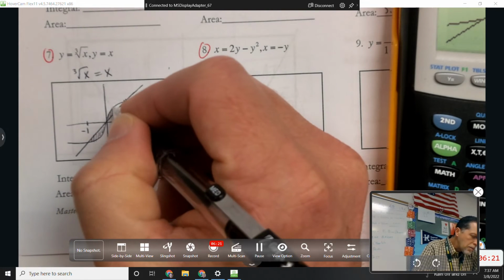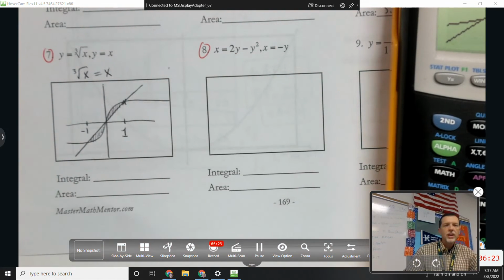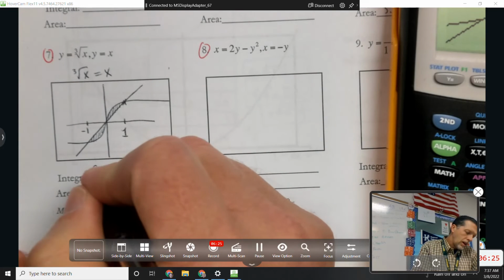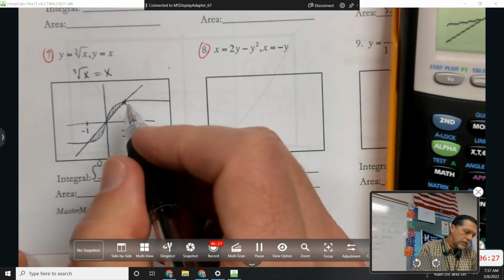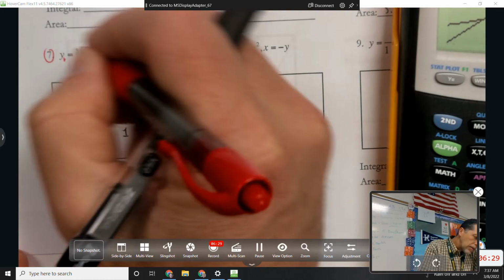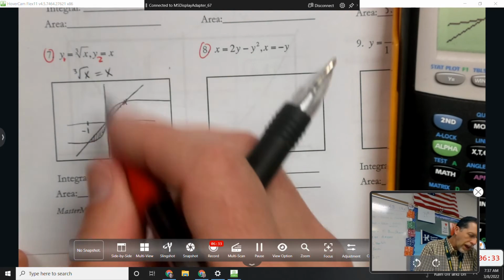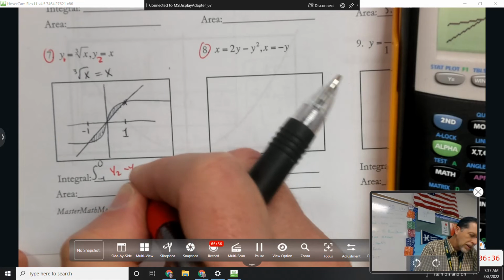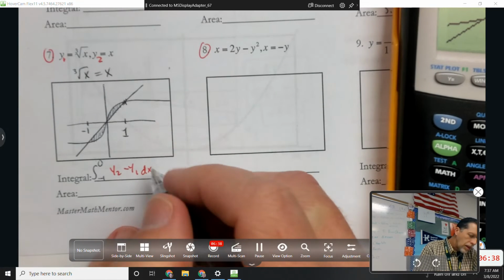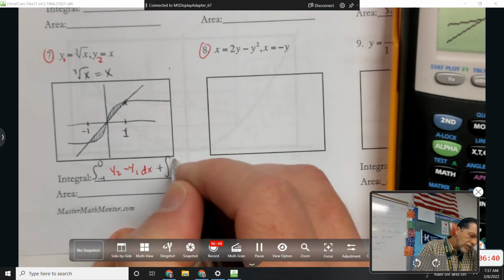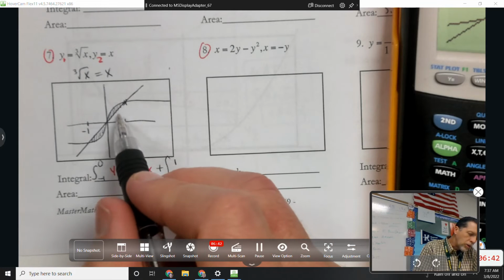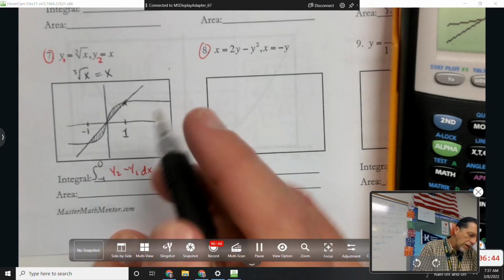The way that would match what we did in class yesterday would be from -1 to 0 of, be careful here, the top one would be x, so y2 minus y1, plus 0 to 1, and then they switch places, so y1 minus y2.